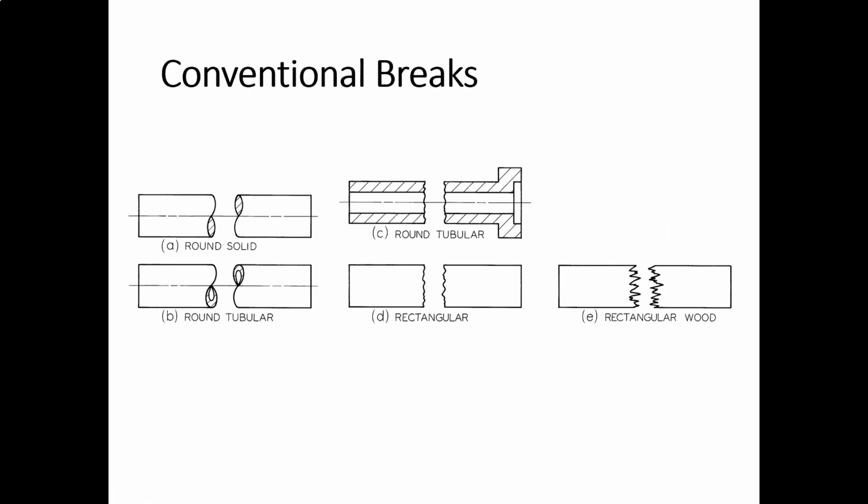So the last thing, I put this out there because it's covered in your chapter. We're not actually doing anything with this in this assignment. These are just conventional breaks. So if you have an object that's too long to draw and you want to break it so that you can draw it on a smaller sheet of paper, these are how we do conventional breaks. Don't worry about it. We're not covering this in the assignment, so you don't have to worry about that.